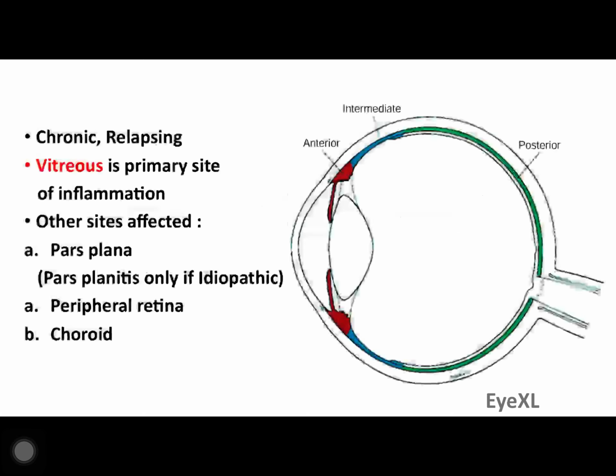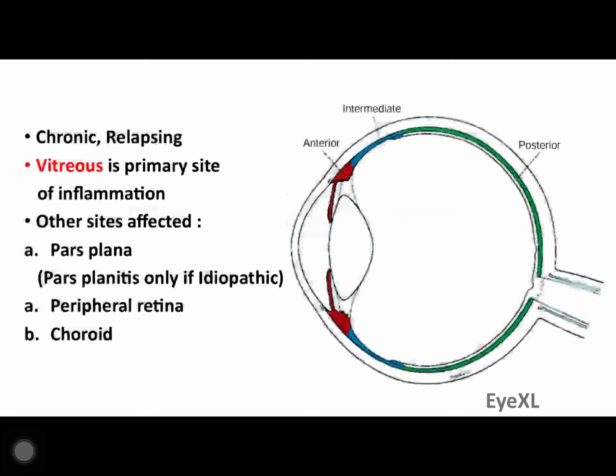So let us have a discussion on intermediate uveitis and continue the discussion on the uveitis lecture series. Intermediate uveitis is a chronic and relapsing disease, which means it's a long-term disease with a lot of episodes in between, which show a sudden increase and decrease in intensity. Although the name is uveitis, the primary site of inflammation is the vitreous. It is the vitreous jelly which has the maximum amount of inflammation. There are other sites that are affected as well.